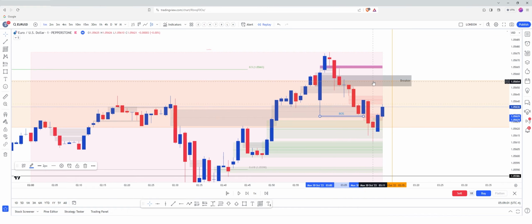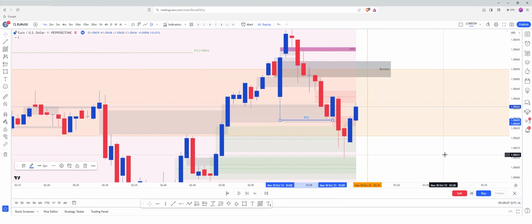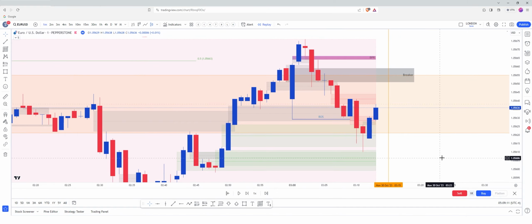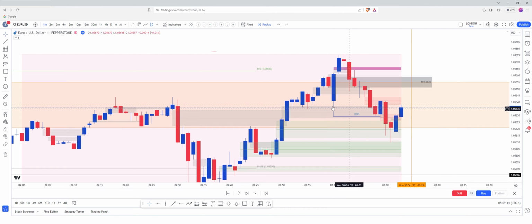We've left fair value gaps. We've left a breaker block. We've left a balanced price range above us. So I've got to add up the confluences. 3 or more confluences for a short is a high probability trade in my opinion. So we've swept liquidity, we've gone into a premium and we are now rejecting from that premium level.